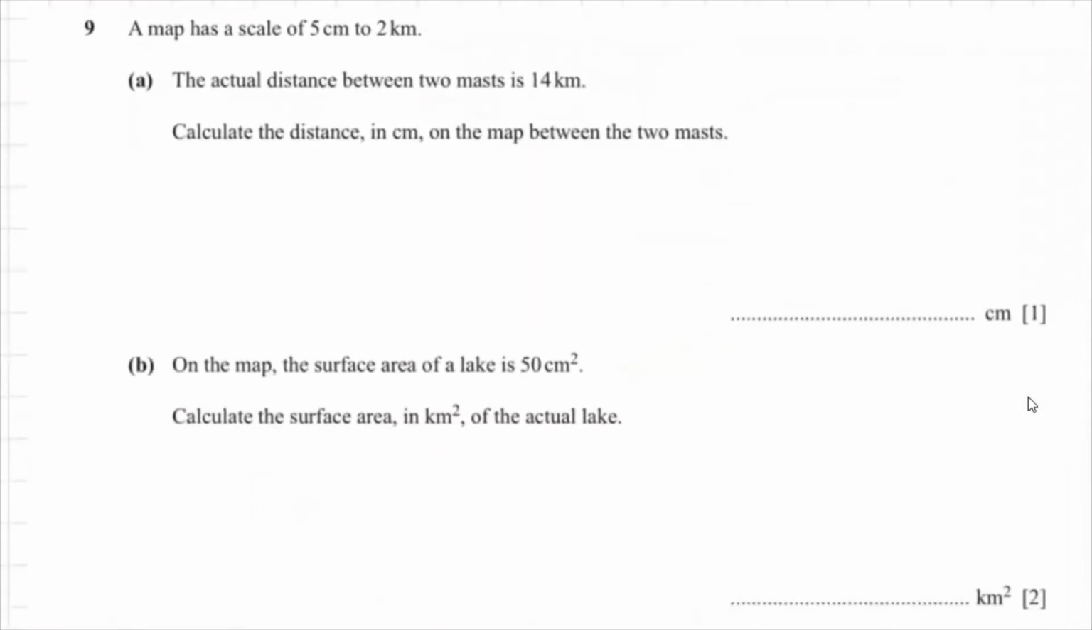Question number 9. A map has a scale of 5 centimeters to 2 kilometers. The actual distance between two masts is 14 kilometers. Calculate the distance in centimeters on the map between the two masts. So first, rewrite the scale. 5 centimeters equals 2 kilometers. Now they're saying 14 kilometers has x. So cross multiply it, your answer will be x equals 5 multiplied by 14 divided by 2. 2 times 1, 2 times 7, answer is 35. I told you the calculations are very simple in paper 1.